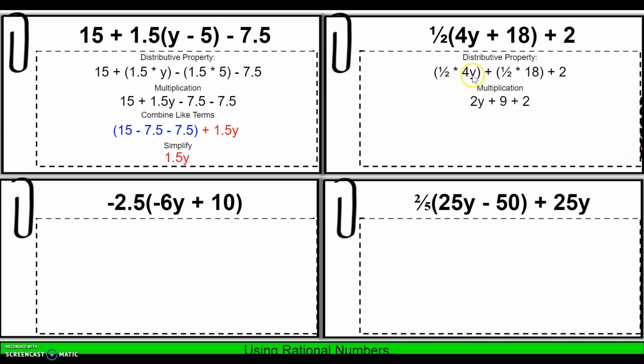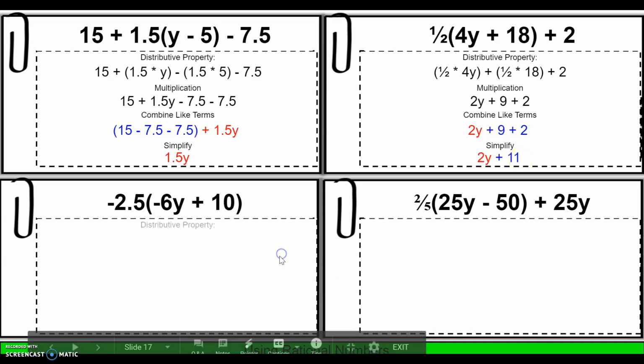So 1/2 times 4y equals 2y. 1/2 times 18 equals 9. And then I bring down my plus 2. I'm going to combine my like terms. Again, I've color-coded it for you so you can see what I'm combining. I don't have anything to combine with my variable y, but I do have plus 9 plus 2. So I'm going to simplify that by bringing down my 2y. 9 plus 2 is 11.